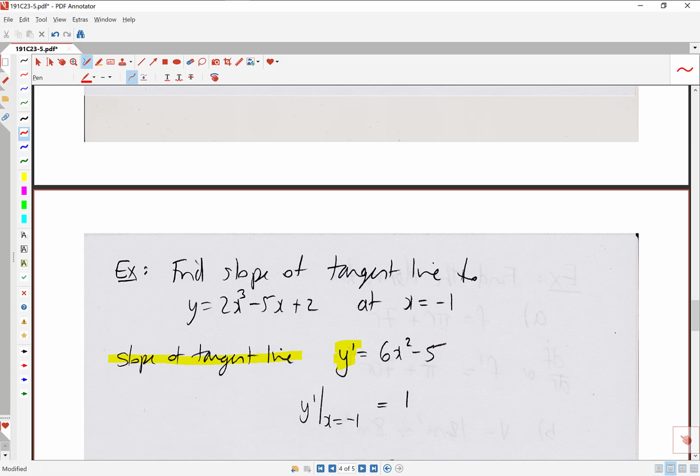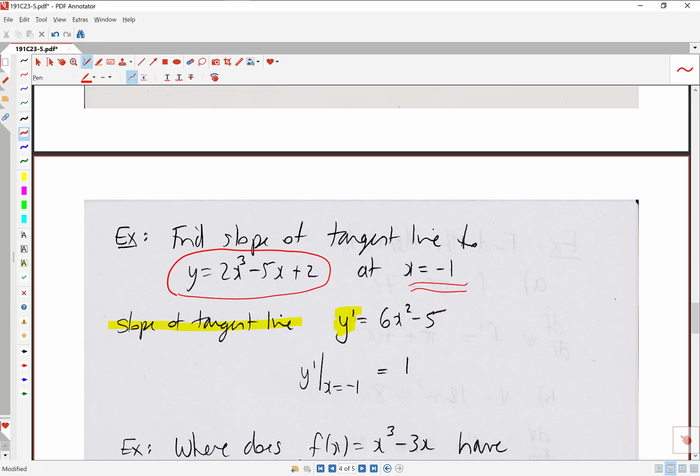Let's call it y prime. So we're just taking the derivative. Here's our function here. Let's take the derivative and we get 6x squared minus 5. So that tells us the slope of the tangent line at any specific point, and we're specifically interested in what's happening at x equals negative 1. So we're going to take this y prime and evaluate it at x equals negative 1. So plugging in negative 1 there, we get 6 minus 5, or in other words, 1. So that tells us the slope of the tangent line at that point.